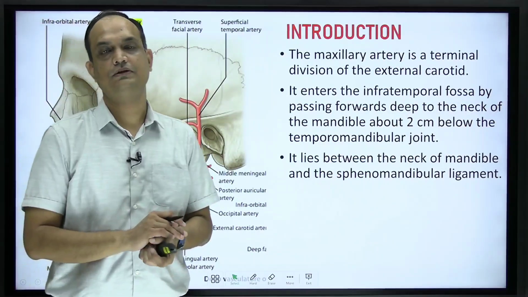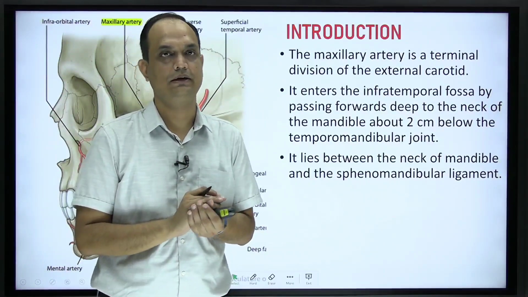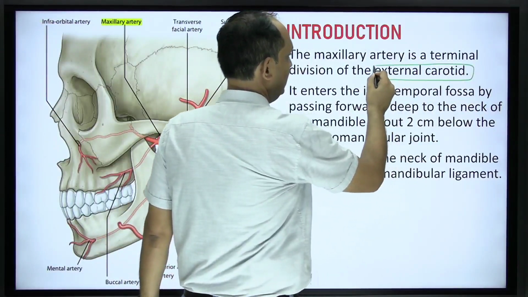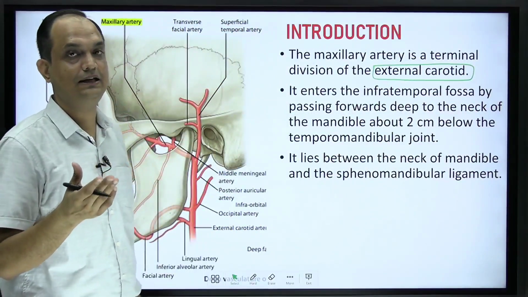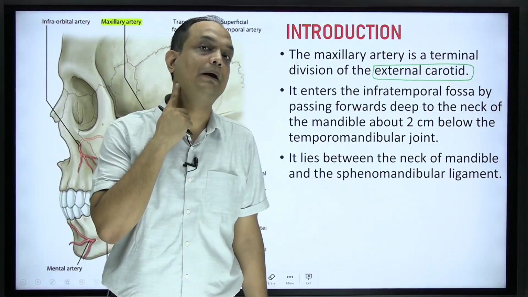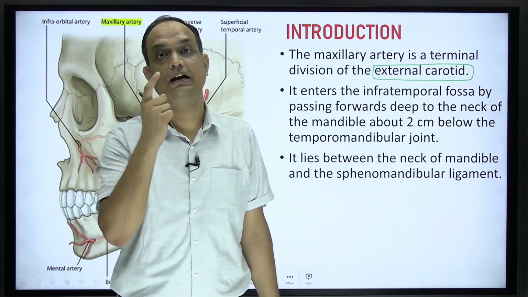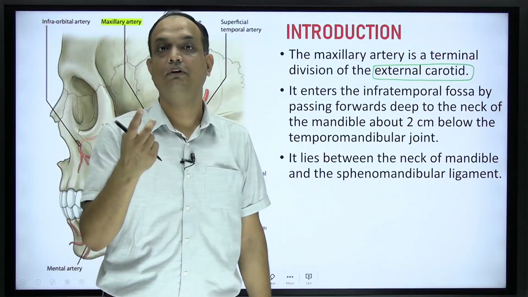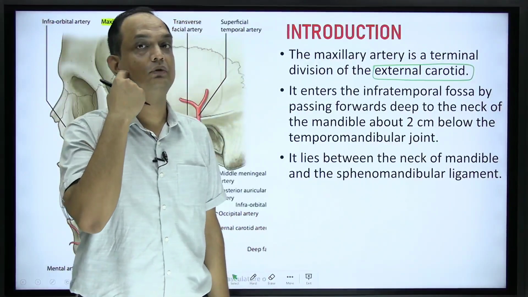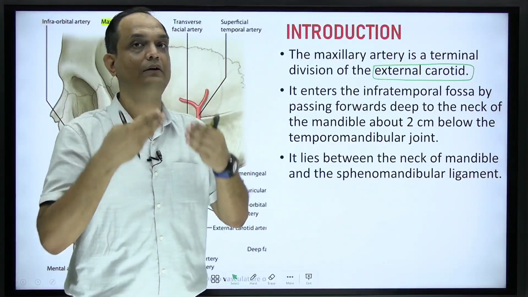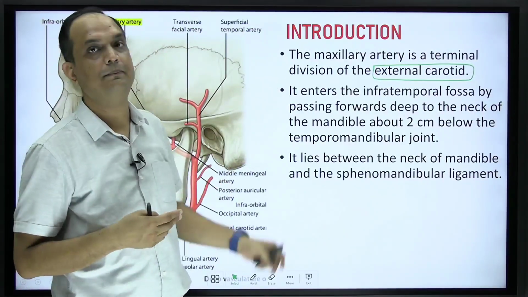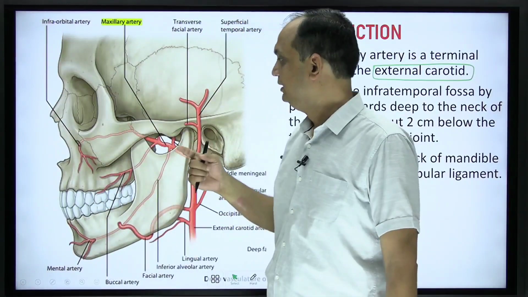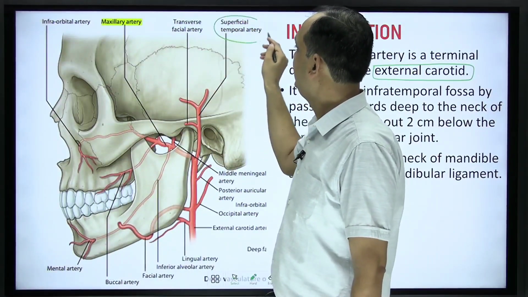So what is the first basic thing which you should know about this artery? That it is one of the terminal branches of the external carotid artery. Now I told you in the class of the parotid gland that the external carotid artery enters into the parotid gland, and at the level of the neck of the mandible inside the parotid gland, this external carotid divides into two terminal branches. One is going anteriorly towards the deep part of your face, and that is known as the maxillary artery, and one will come out superficially on the temporal region, and that is known as the superficial temporal artery.